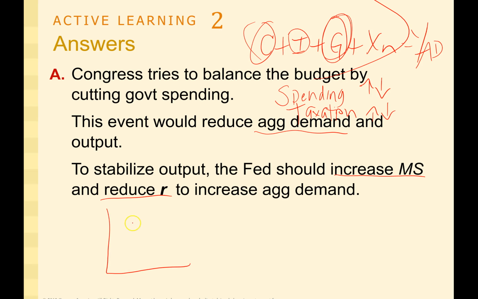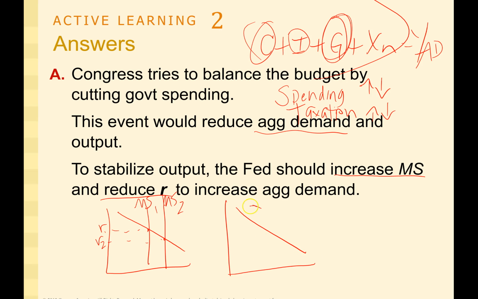So we can go through that whole scenario we saw before. Here's our money supply, here's our money demand. If they increase the money supply, so we go from 1 to 2, it's going to reduce the interest rate. Here's rate 1, here's rate 2, and that's going to have the effect on aggregate demand, right? Reducing the interest rate is going to increase aggregate demand.